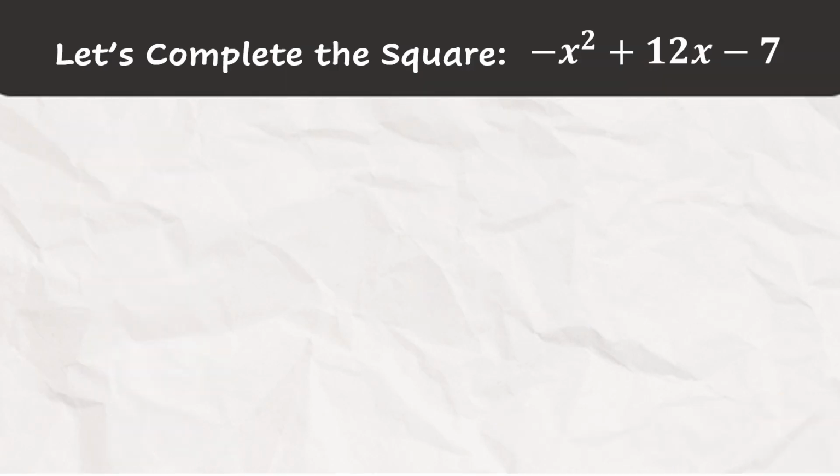So over here in the first example, we are going to complete the square for this expression. In this case, you will notice that the coefficient of x squared has a negative sign. Before we proceed, do remember that for us to complete the square, we have to make sure that the coefficient of x squared is always equal to 1. Since there is a negative sign over here, I will need to factorize out the negative sign.